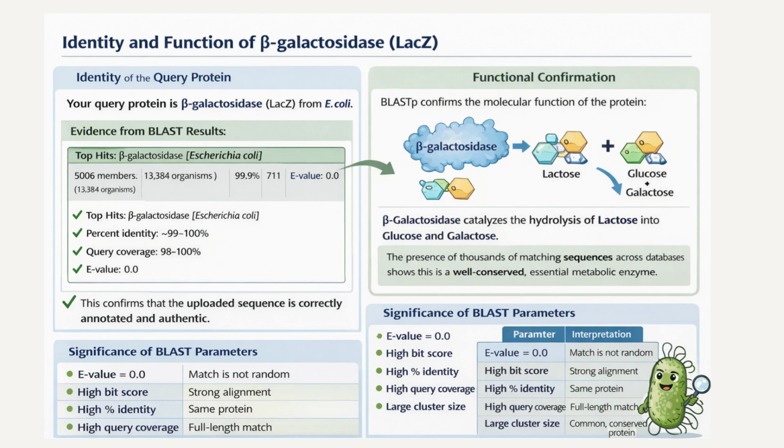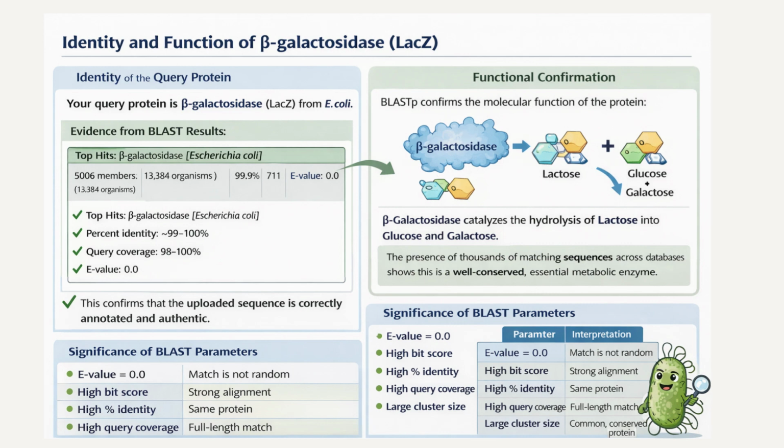This is crucial because it shows that the match is not limited to a small conserved region but represents a full-length alignment, increasing confidence in the annotation. Finally, the cluster size seen in BLAST results reflects how many similar sequences are grouped together. A large cluster size indicates that the protein is widely distributed, well-studied, and evolutionarily conserved. Proteins with large clusters are often essential for basic cellular functions and tend to show little variation across organisms or strains.